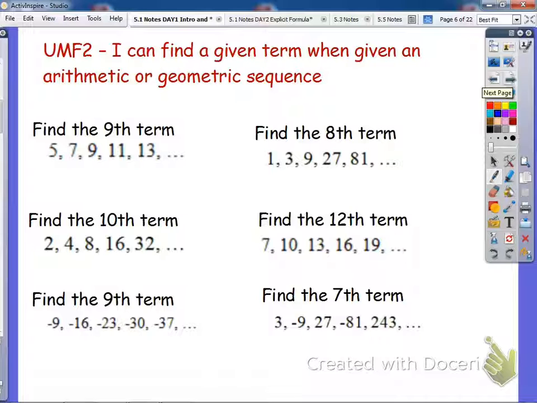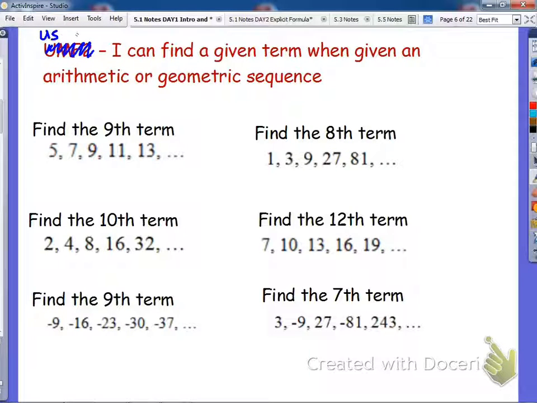Okay, so this little code here is no good. For us in this class, it's Unit 5, find a given term. I'm not sure which skill it is. I don't care right now. We'll worry about that later. But you are going to find a given term when given an arithmetic or geometric sequence.